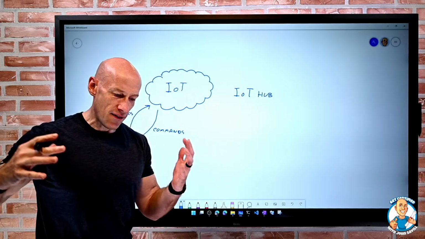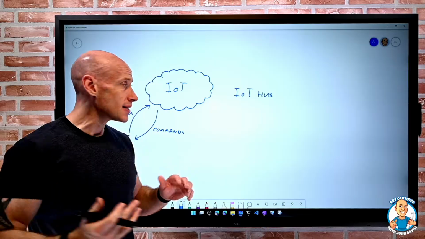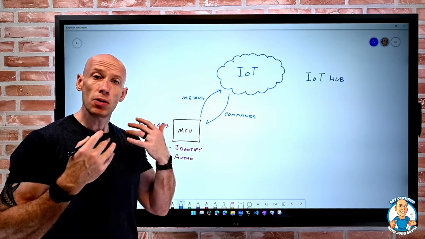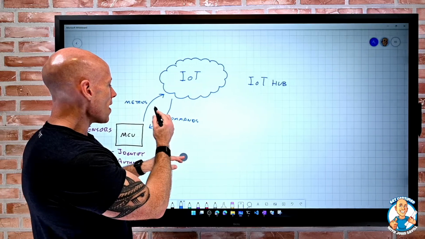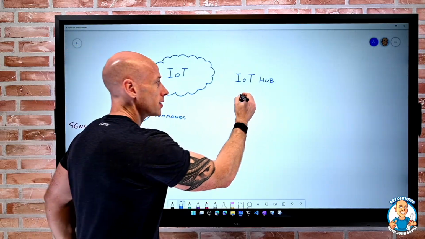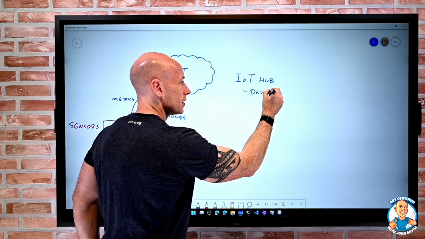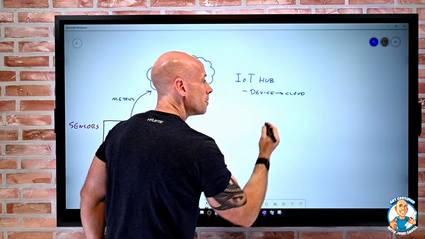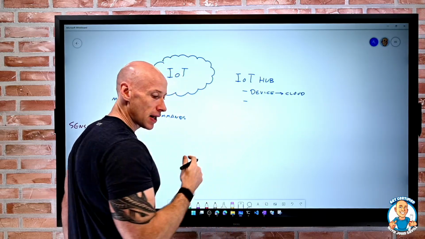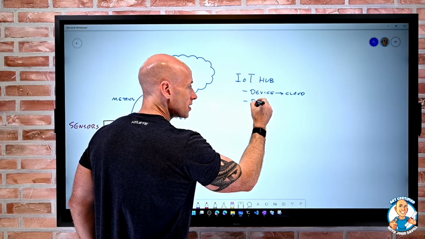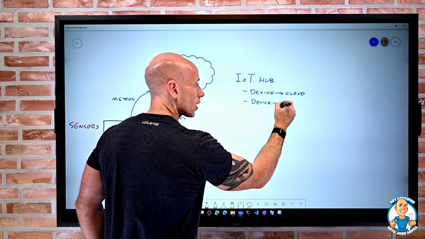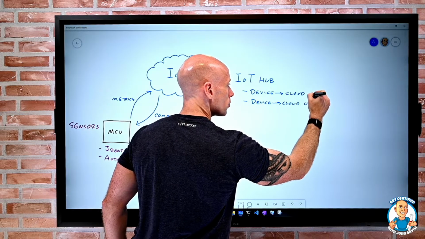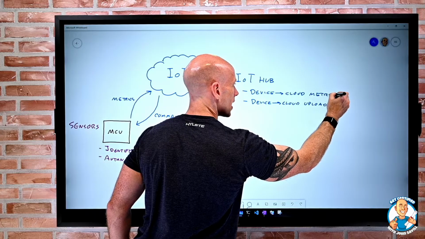This is really a foundational service, and as the name implies, it's a hub where Internet of Things devices can communicate to. It's all about that idea of device to cloud telemetry. So I can think device to cloud. But it's also about enabling the idea of maybe a device to cloud upload, maybe some file I want to gather. So I'll say metrics, telemetry there.